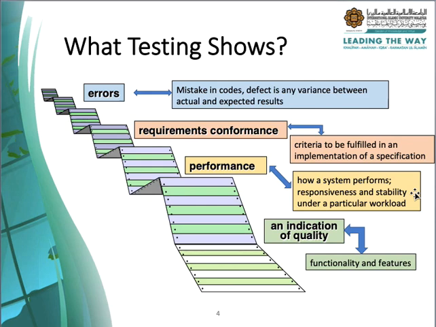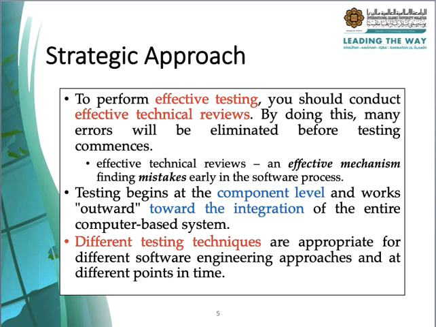And indication of quality shows the functionality and the features. It should have quality in functionality and also in the features. So for software testing, we have a strategic approach. Okay, to perform effective testing, we need to have a strategic approach, and you should conduct effective technical reviews.